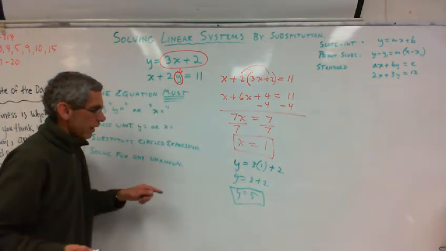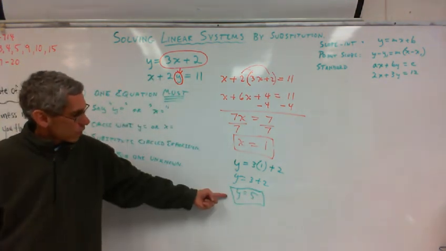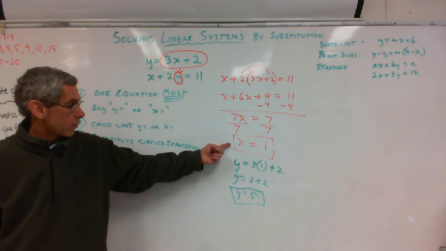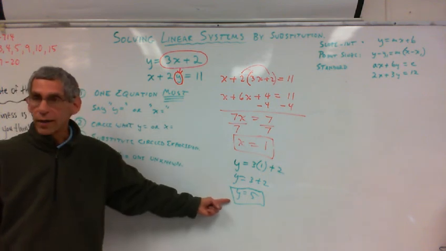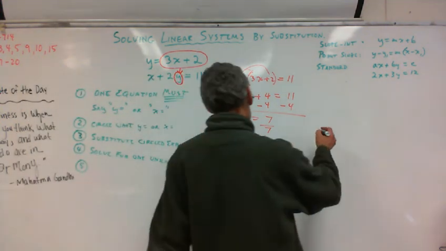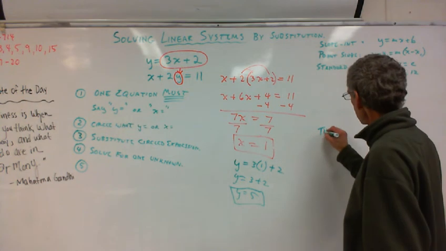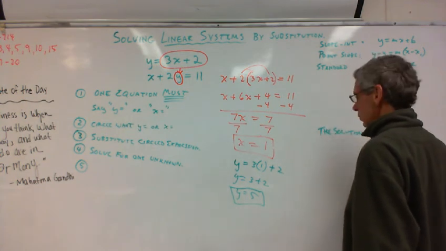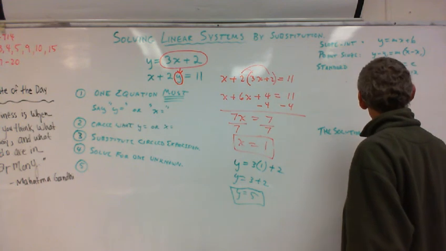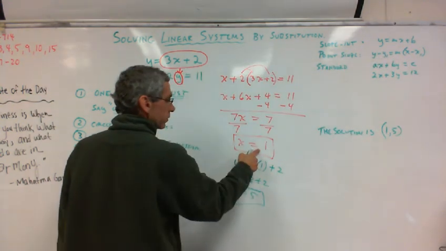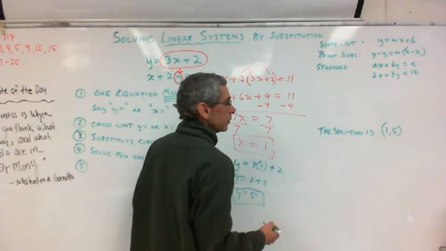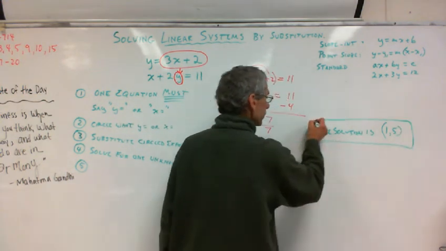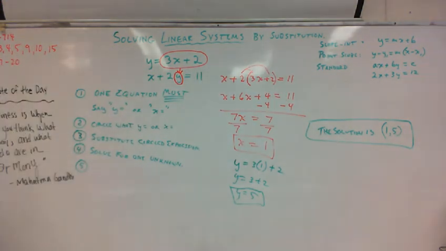So I can either have my answer like this, where I put a box around my x equals and my y equals, or I can say that the solution is (1, 5). Because my x is 1 and my y is 5. Right? And that would be my answer. Okay, is that clear? Yes.